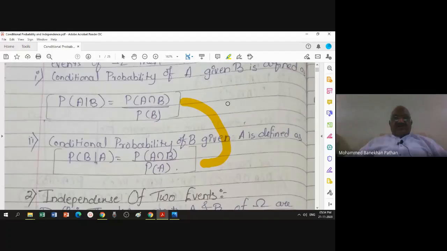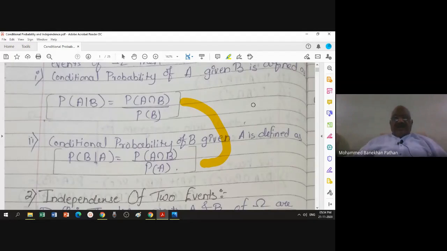Suppose there is one organization, they want to select a candidate in their educational institute. The procedure will be advertised, given in the newspapers. Many applications will be received to the organization, and they will scrutinize them. And suppose they decided certain events. They write A as a male candidate. They write B as experienced candidate.